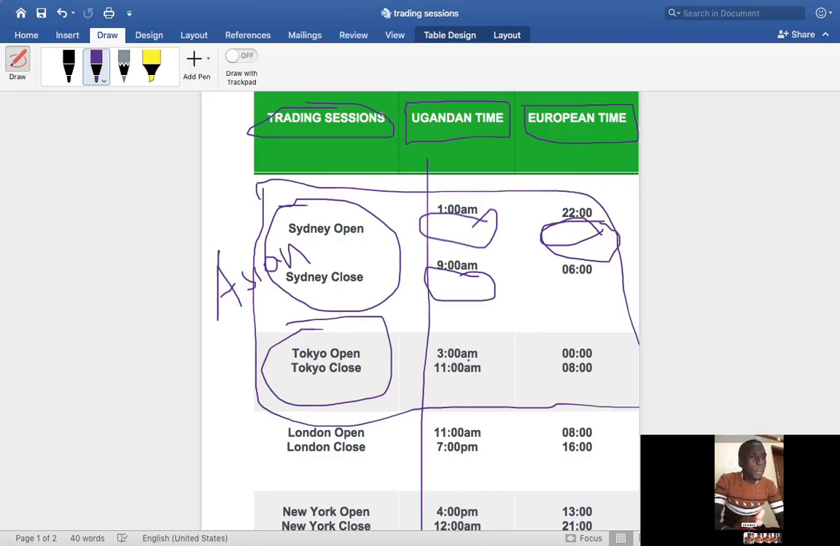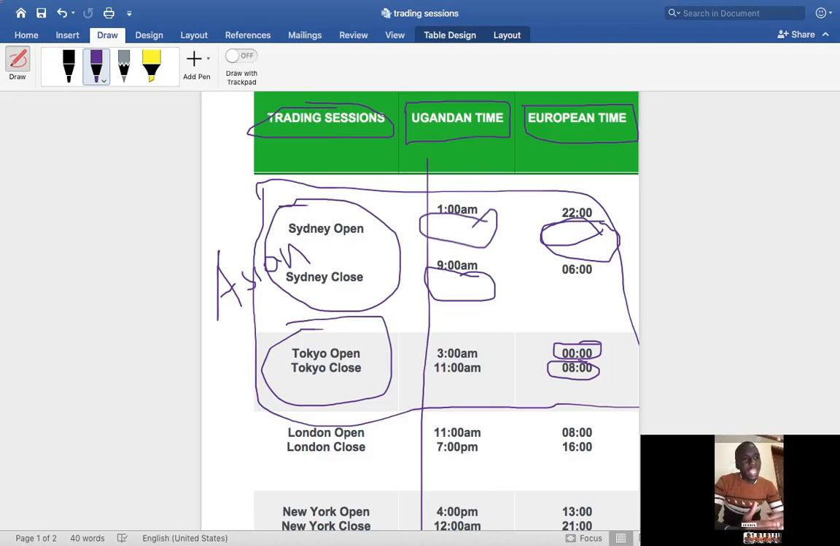So it opens at 3, that's Ugandan time, and it closes at 11. Approximately that will be midnight for the European guys, and it will then open. It will then close at 8. That is the Asian time.